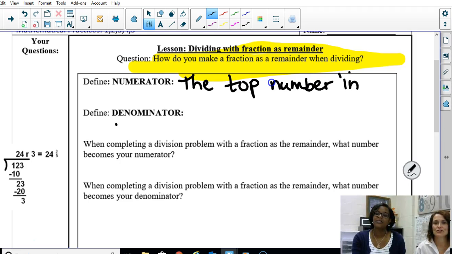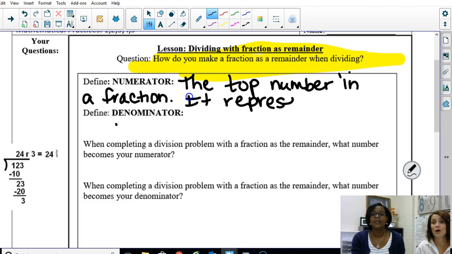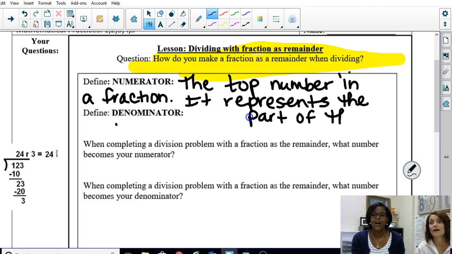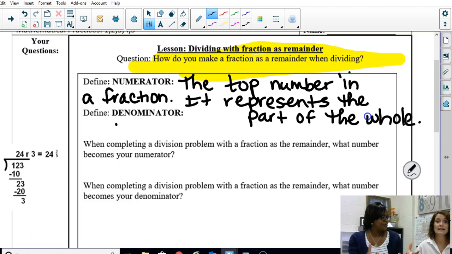Number in a fraction. Over here. In a fraction, and it tells what? It represents the part of the whole. Okay, the part of the whole. It's way faster to say it than to write it out. Okay. So then the denominator would be the whole. It's the whole. It's the bottom number.